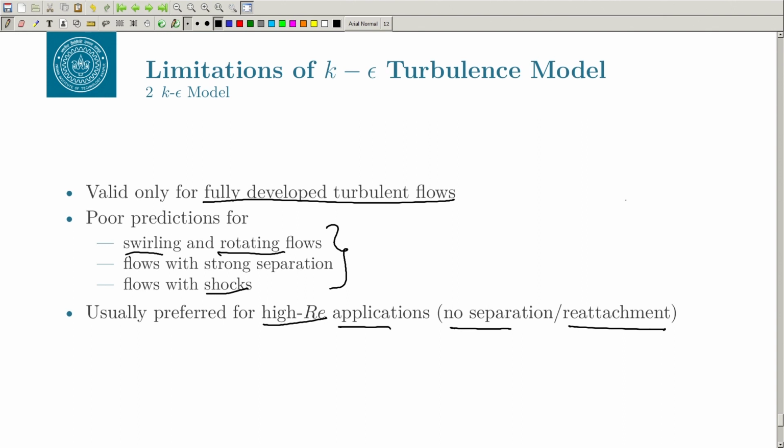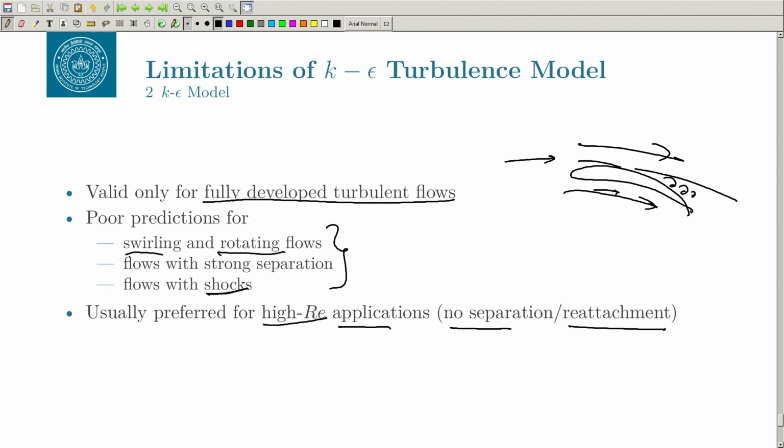If you want to solve, let us say, a complicated turbine blade where there is a lot of separation, for example the flow is coming like this and separating, this model is likely to not give you a good prediction. The K-epsilon model is not good if you have separation, like in turbomachinery flows. And similarly, flow with strong shocks, this is not good.